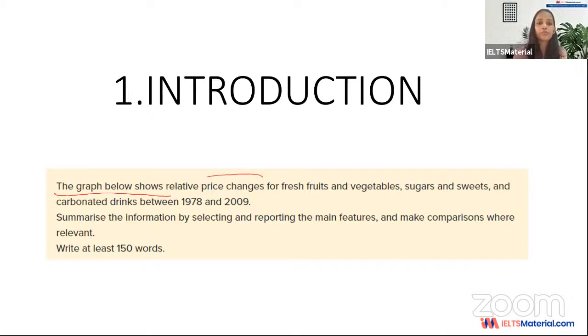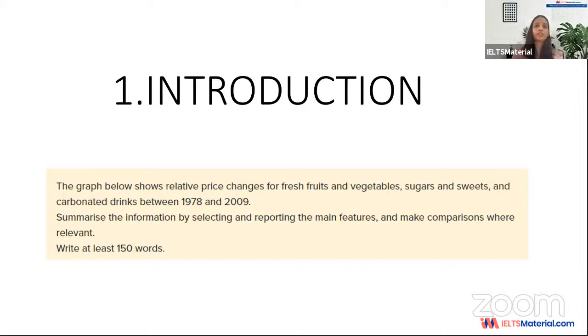What is it talking about? Price changes. What are the other items? We should make note of that. And of course, the time period. This is all that comes in introduction. That's it. Let's see who's able to solve it correctly. And make sure that your sentences are also grammatically correct.